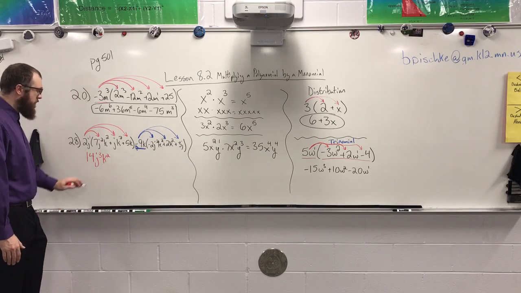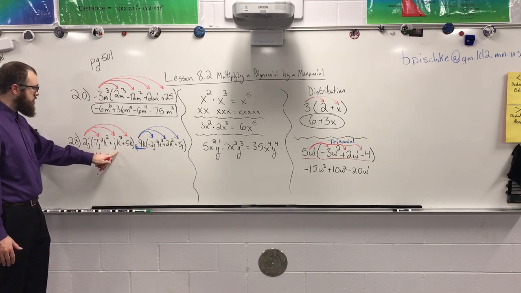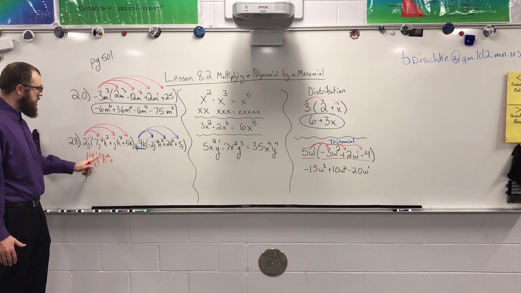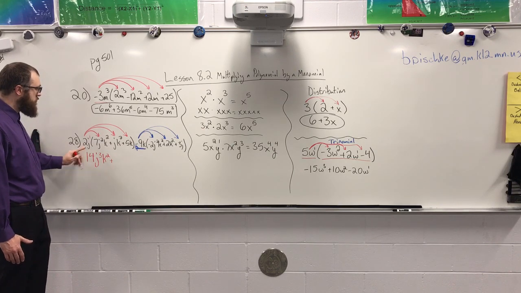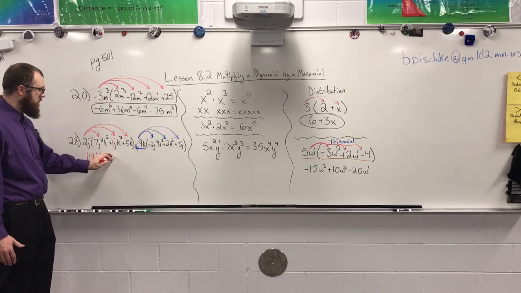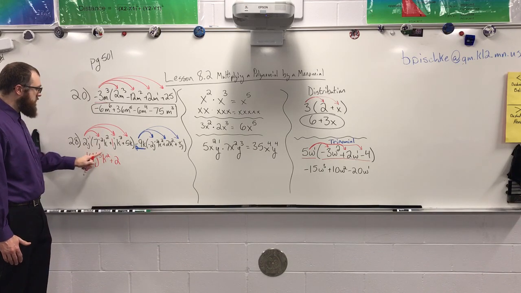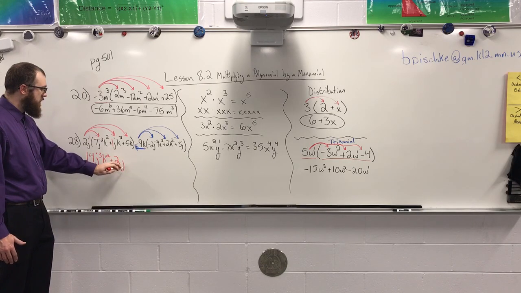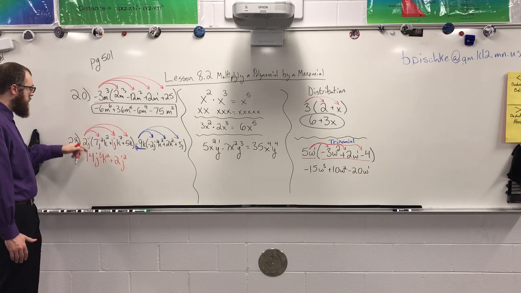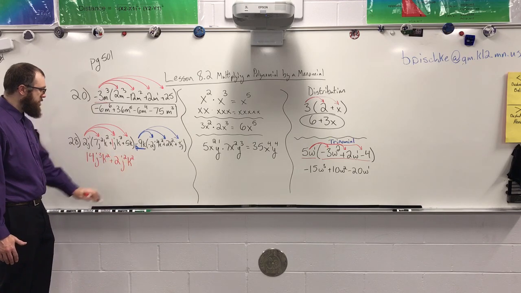Second monomial multiplication. 2j times jk squared. Coefficient times coefficient. 2 times 1, because there's a 1 hiding out there, is 2. J times j is j squared. No k's times k squared is k squared.